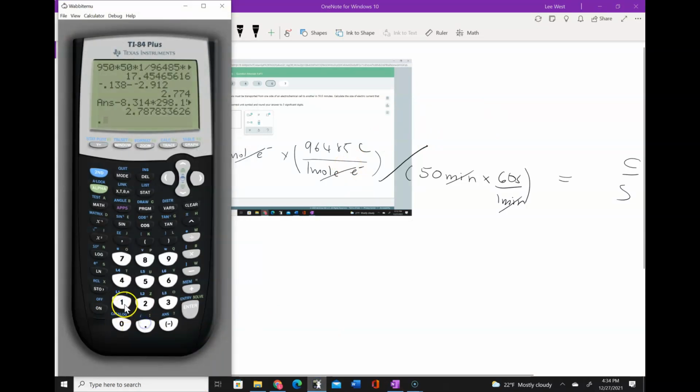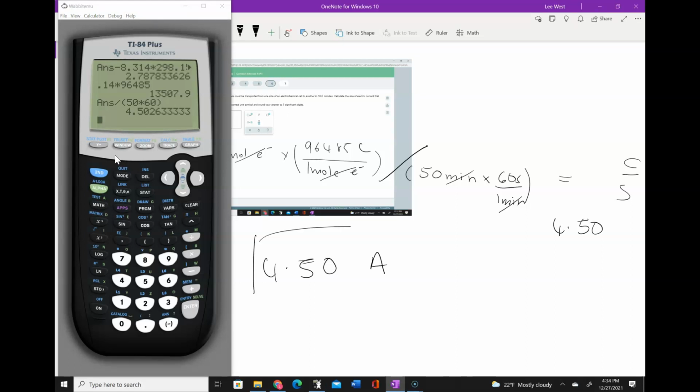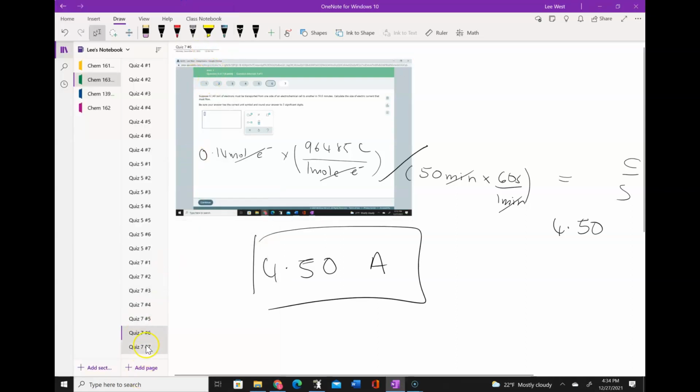So 0.14 mole of electrons, and I get 96,485 coulombs for every 1 mole of electrons. So this gives me the number of coulombs transferred, and then I'm going to divide that by the number of seconds. So it was 50 minutes, and there are 60 seconds in 1 minute. So that's going to give me coulombs per second. So it ends up being 4.50 coulombs per second, or another way of saying that is 4.50 amperes. So it's just really, again, dimensional analysis. You're probably pretty good at it at this point in time.